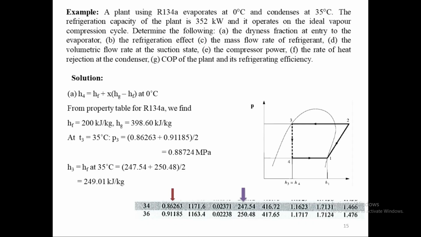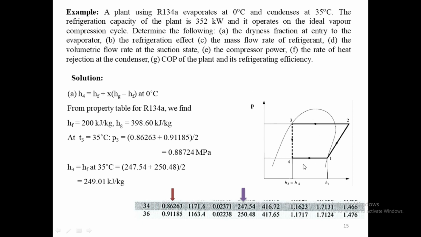So this is an example problem. I want to go over it with you. This is a simple, straightforward problem. In this example, a plant using R134a, that is the refrigerant, evaporates at 0 degree centigrade and condenses at 35 degree centigrade. The refrigeration capacity of the plant is 352 kilowatt.